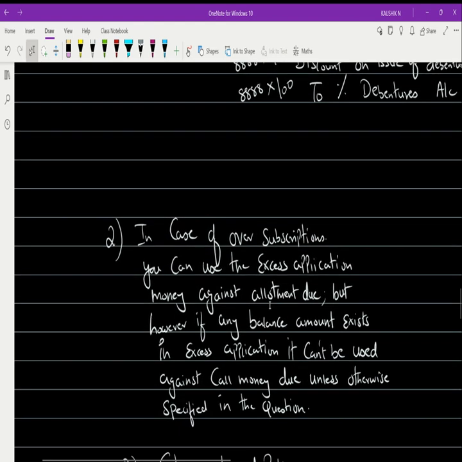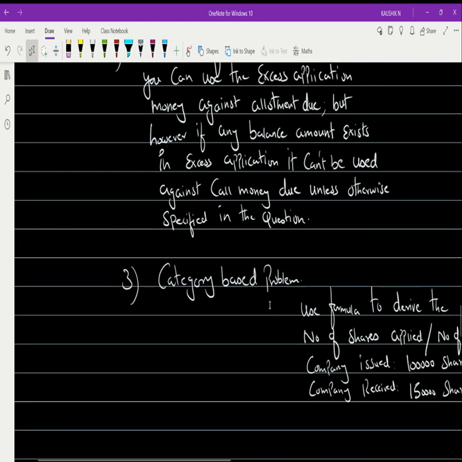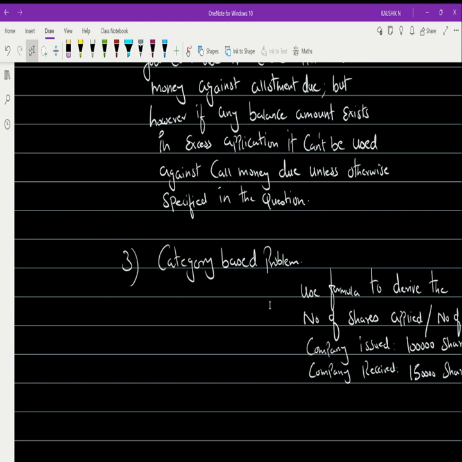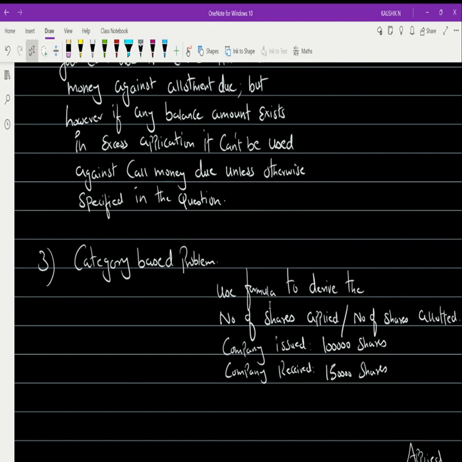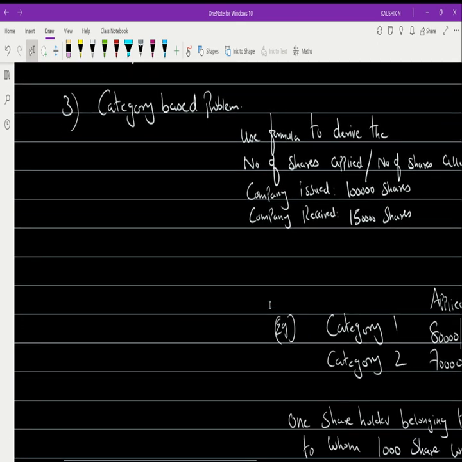And the second point we discussed, in case of over subscription, we are not supposed to utilize the excess application money, even if there is any call money due, unless the question has given permission to use it; otherwise it should be refunded. And then in case of category based problems, how to apply the formula when applied shares are given but allotted is not given, or allotted shares are given but applied is not given. That formula we have discussed.